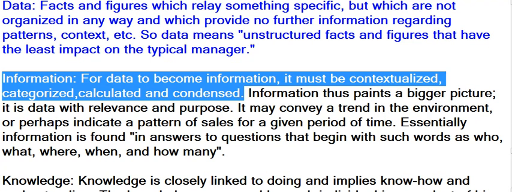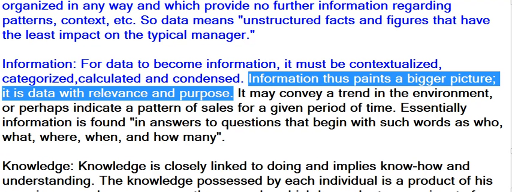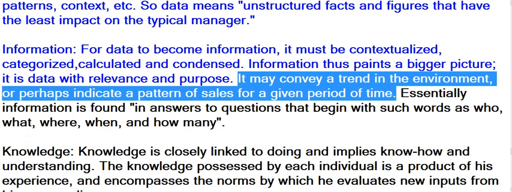Information: for data to become information, it must be contextualized, categorized, calculated and condensed. Information thus paints a bigger picture. It is data with relevance and purpose. It may convey a trend in the environment, or perhaps indicate a pattern of sales for a given period of time.